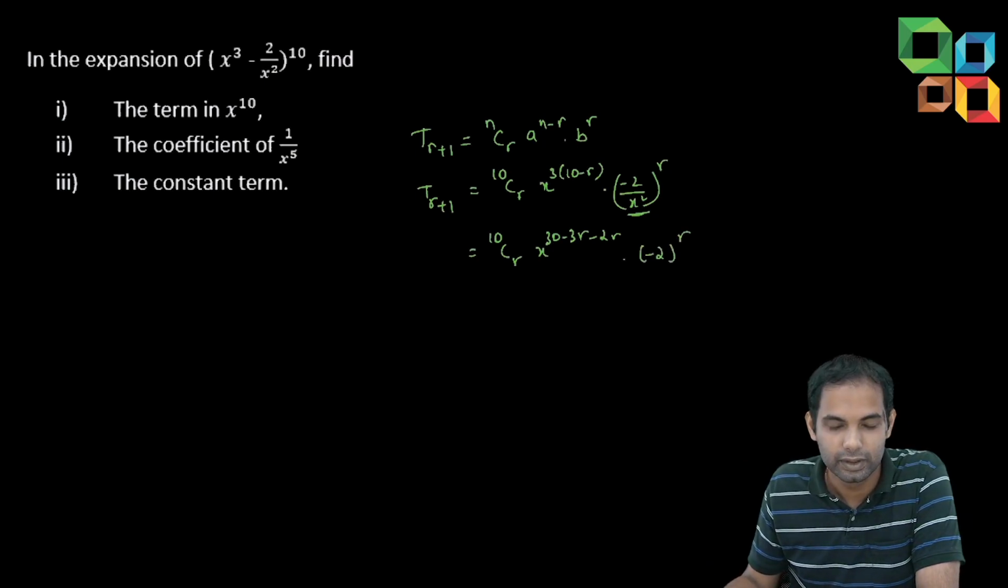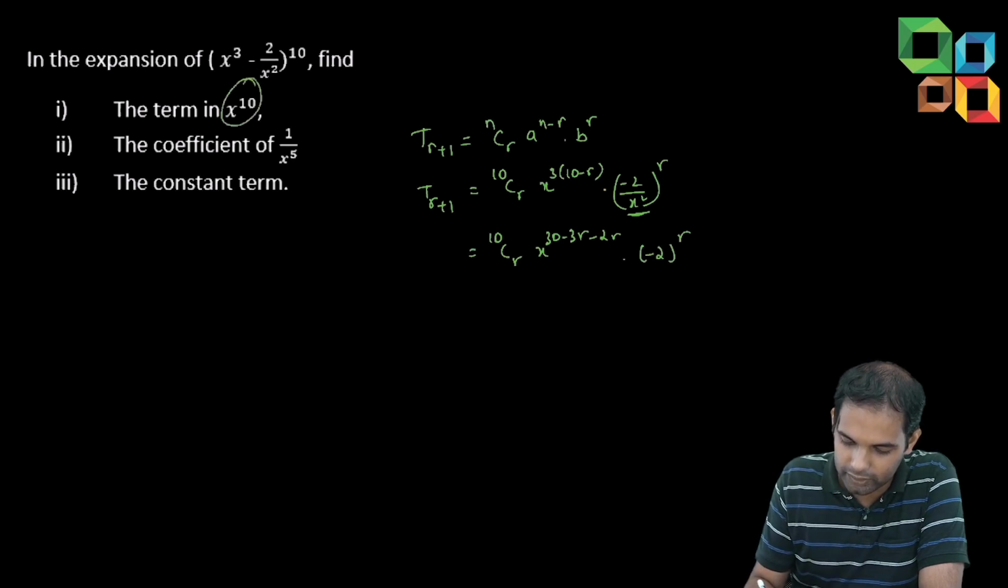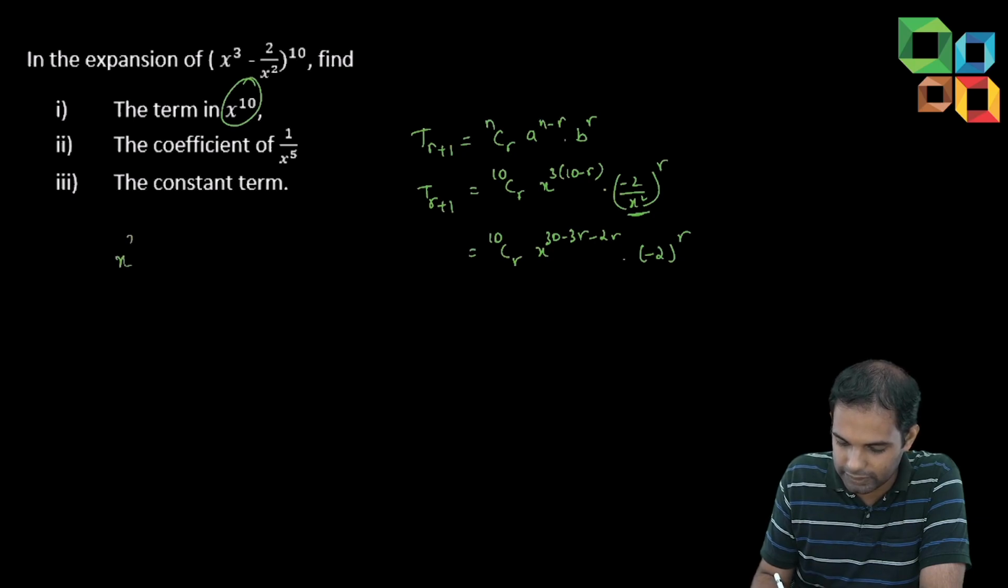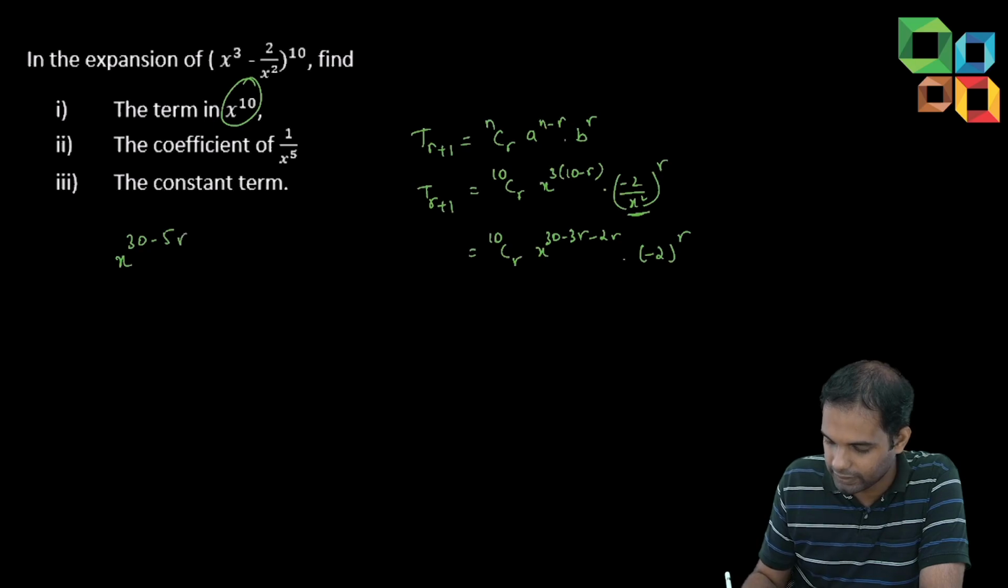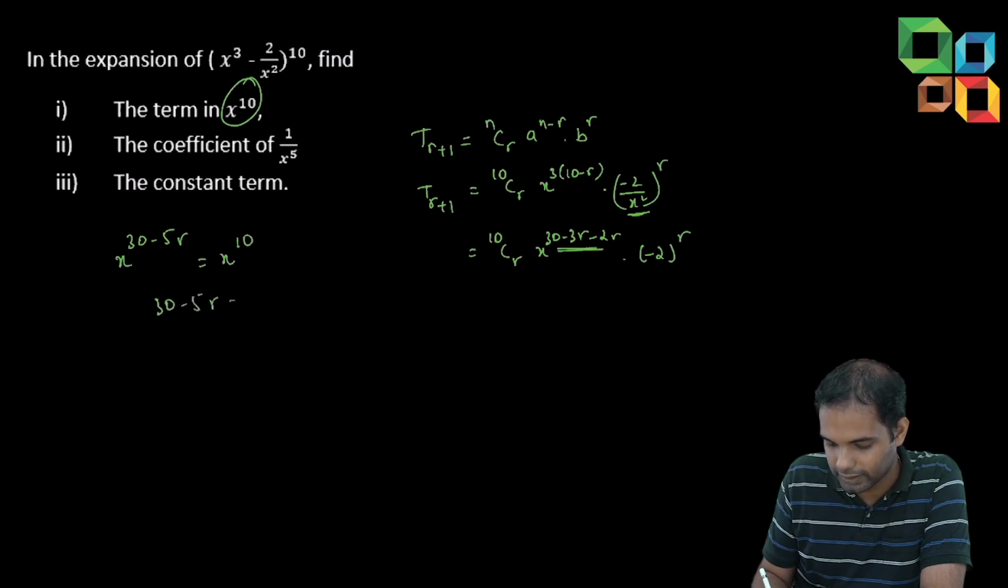That's it. Now what do you have to do? I have to figure out x power 10. That means x power 10. So this x power 30 minus 5r. This should be equal to x power 10. That means 30 minus 5r should be equal to 10, or 5r should be equal to 20, or r should be equal to 4.